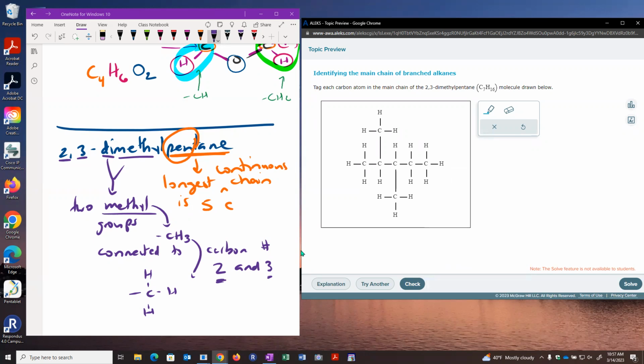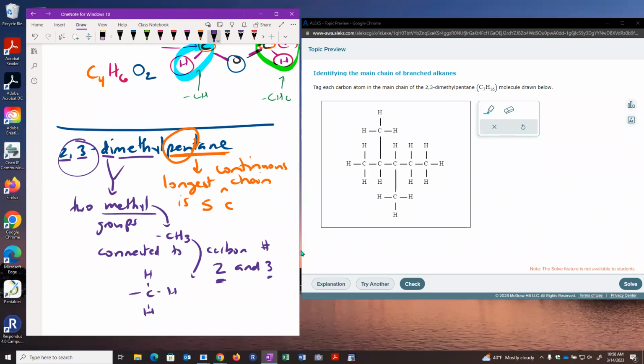If I start on the top, carbon 1, carbon 2, there's a CH3 attached to it on the left. Carbon 3, there's a CH3 attached, 4, 5. So that'll work as well. If I start on the right side, 1, 2, 3, there's a methyl group attached to that. Carbon 4, there's a methyl attached. So if I start on the left side, the methyls are attached to carbons 3 and 4. And that's not what we have. We have a methyl on carbons 2 and 3.